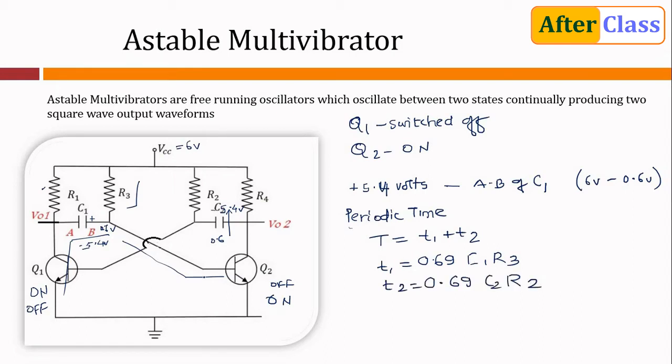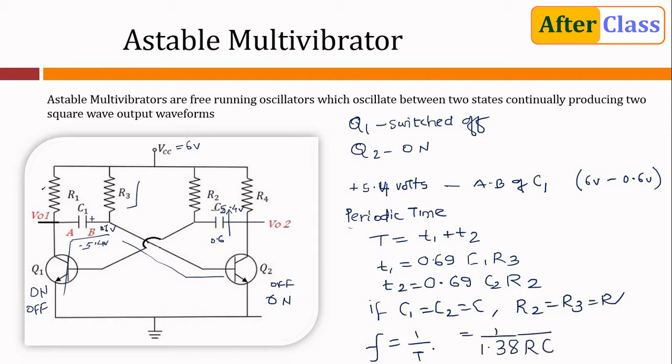Now these equations are with respect to this circuit diagram. If C1 equals C2 equals C and R2 equals R3 equals R, then we can calculate the frequency of oscillation equals 1 by T, that is 1 upon 1.38 RC. Now if I want to vary the frequency, it all depends upon the value of R and C. And what is R and C? These are the components C1, C2 and R2, R3. Nowhere do you see the term VCC appearing here, or R1 and R4. So the timing depends upon the product of C1, R3 and C2, R2.